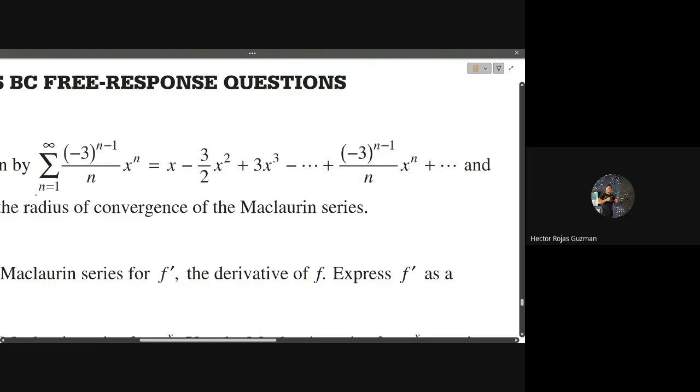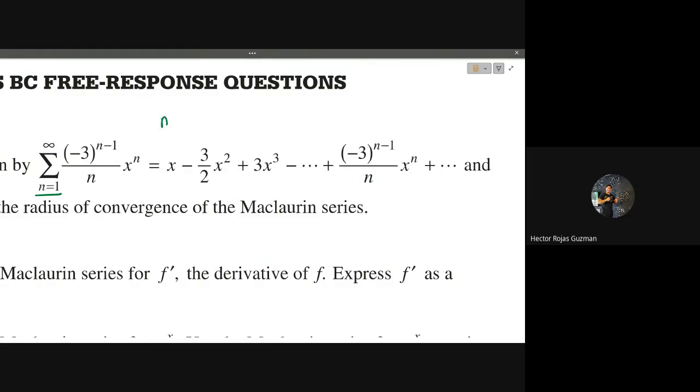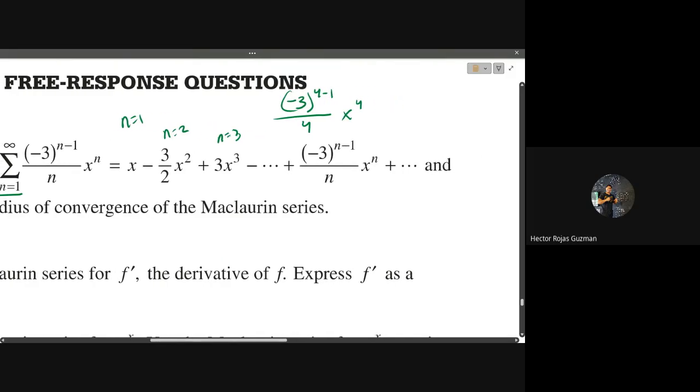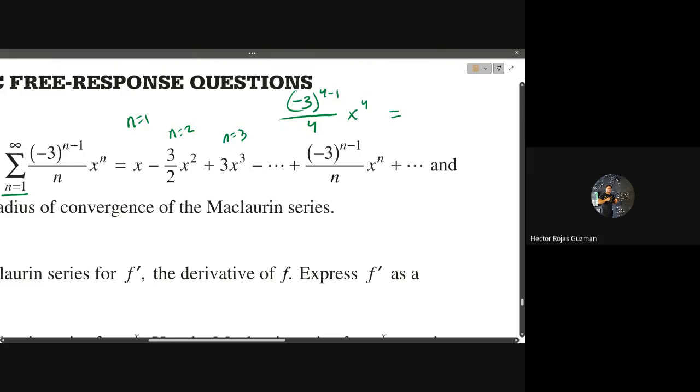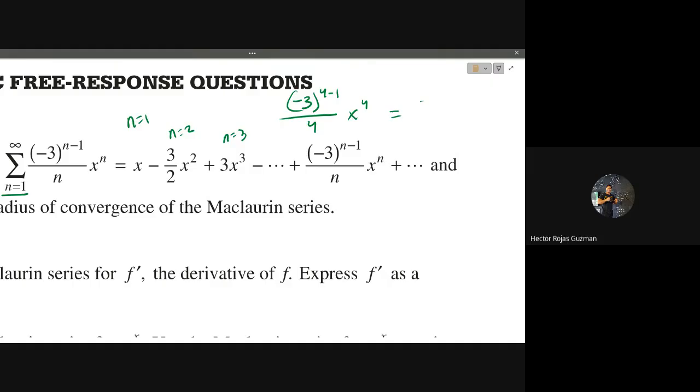Well, because you're starting with n is equal to 1, the first term happens when n is equal to 1. n is equal to 2, n is equal to 3. So now plug in 4. If you plug in 4, well, what do we get out of that? Negative 3 to the power of 3, negative 27. Negative 27 over 4 times x to the power of 4.